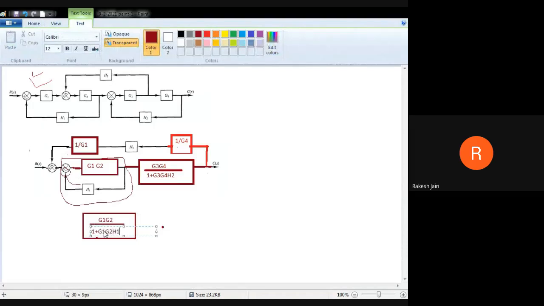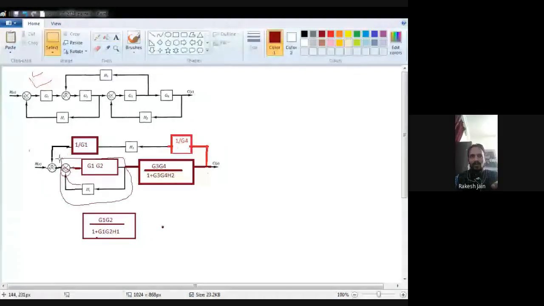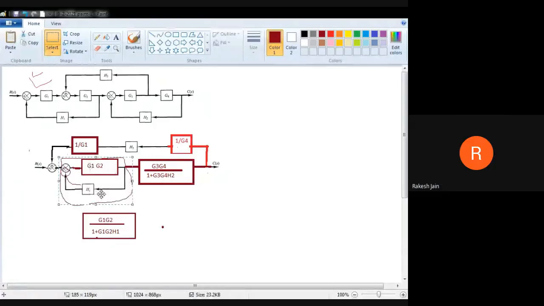Both are in cascade, and we know the rule that whenever blocks are in cascade, multiply the gain of those blocks. So G1 and G2, two blocks are there. So multiply the gain of these two blocks, G1 and G2. Okay.